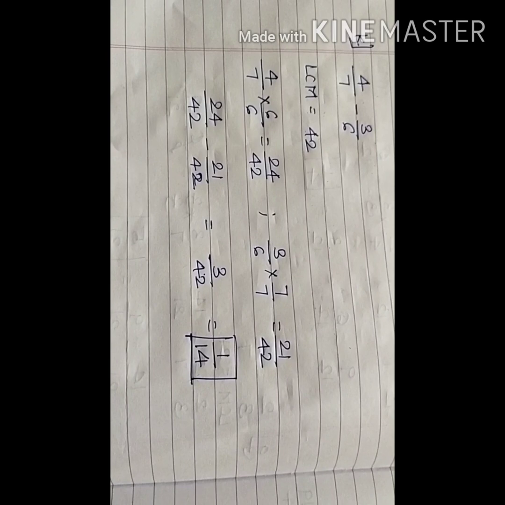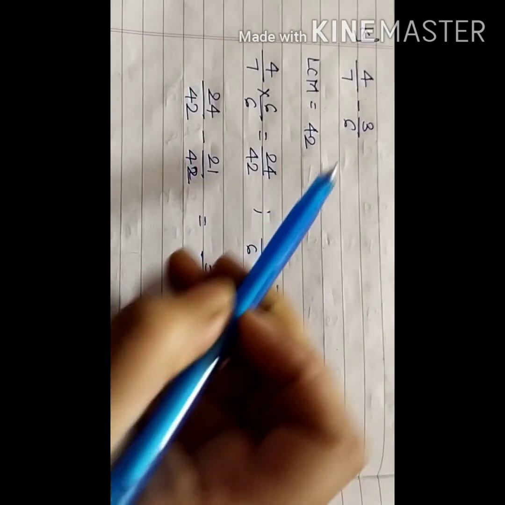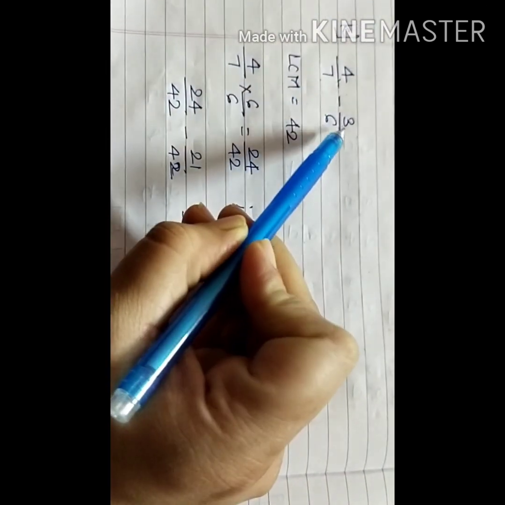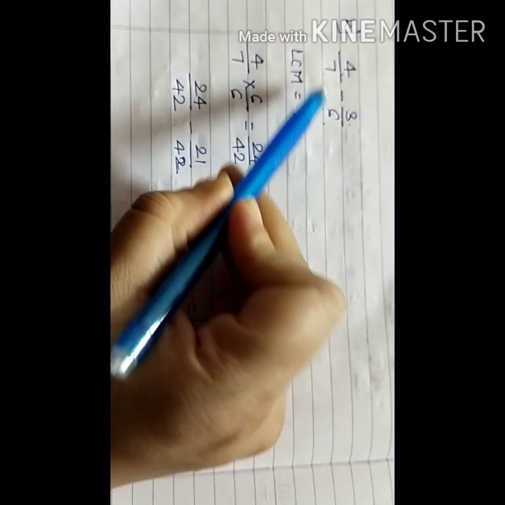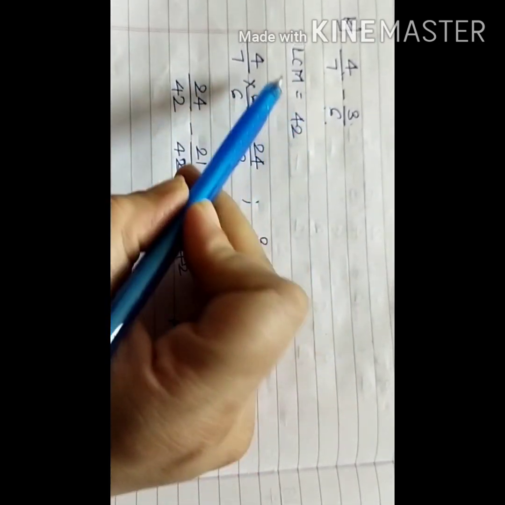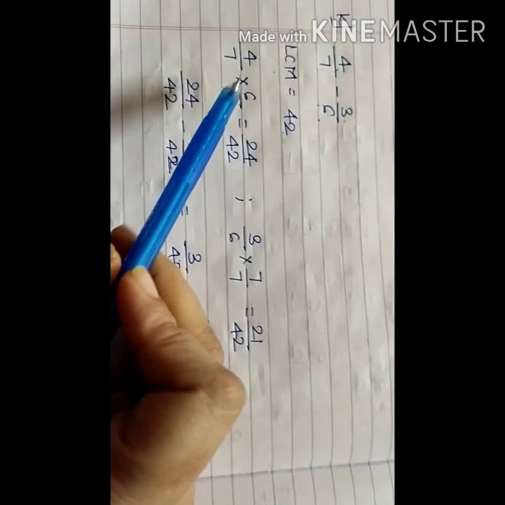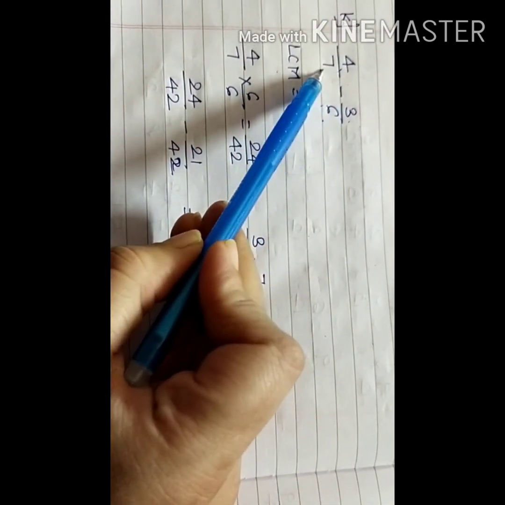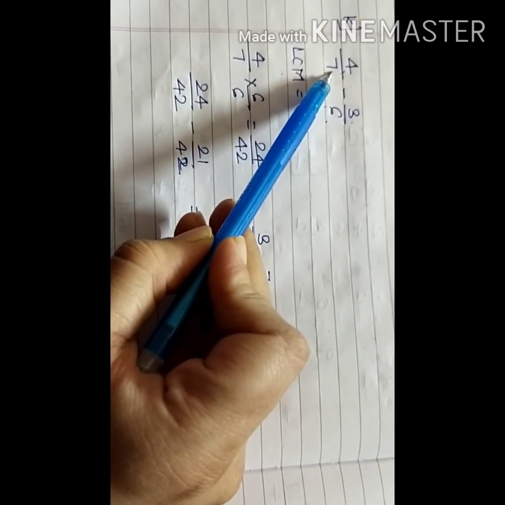I'm explaining to you, children, the example from my Practice Time 5, subtraction of fractions. So I have the fractions 4 upon 7 and 3 upon 6. As you can see, the denominators are not the same, so I will find the LCM. The LCM is 42.